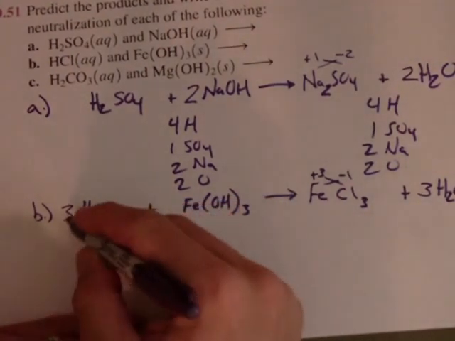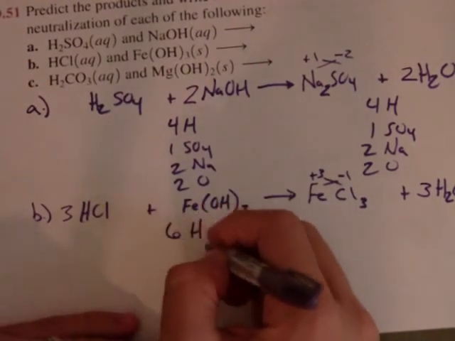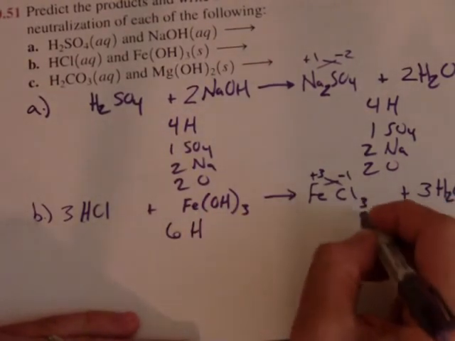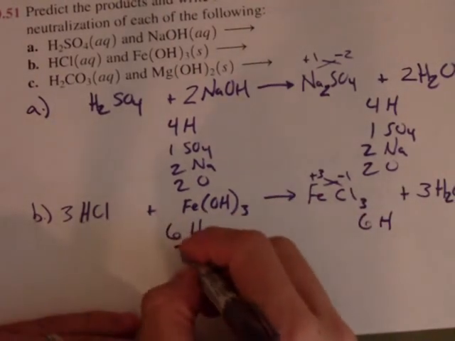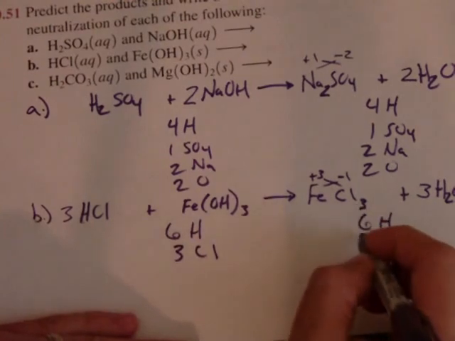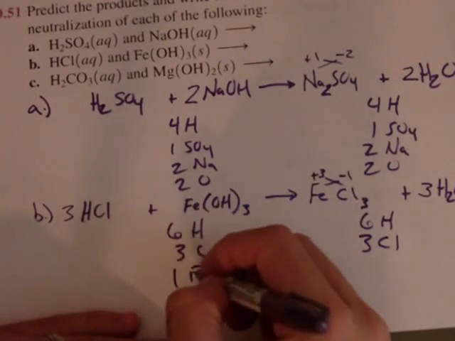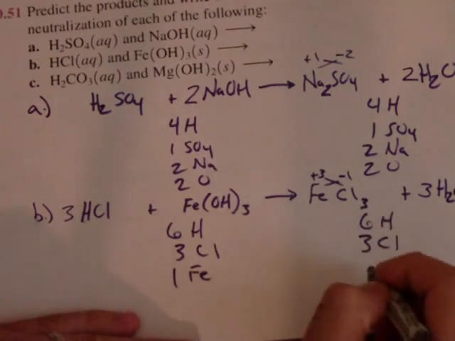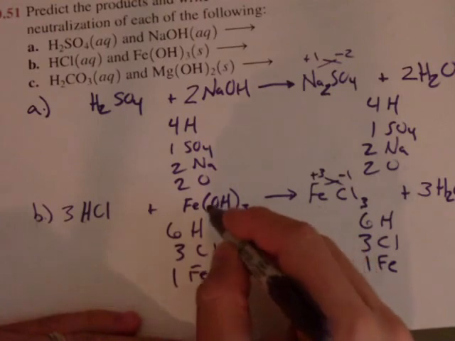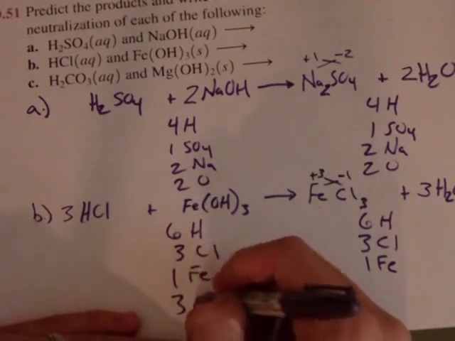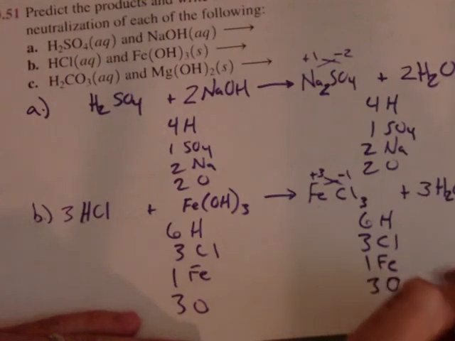Let's double check. We have 3 plus 3, 6 hydrogens. 3 times 2, 6 hydrogens. 3 times 1, 3 chlorines. 3 chlorines. 1 iron. 1 iron. 3 oxygens. 3 times 1, 3 oxygens. And we're all balanced up.